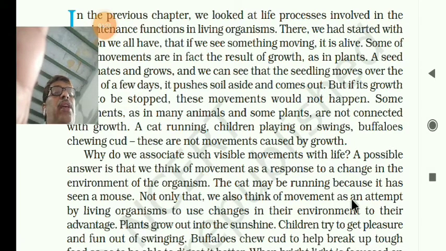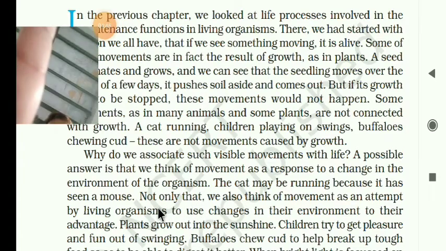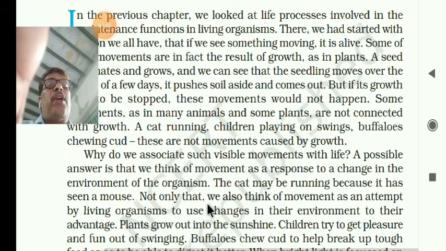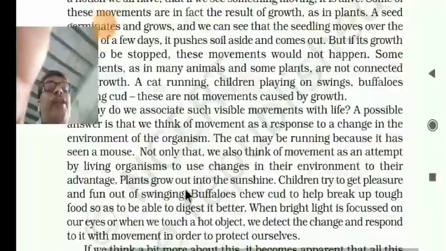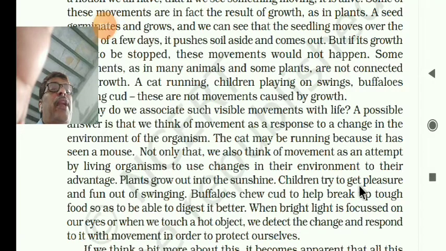Not only that, we also think the movement is an attempt by the living organisms to use changes in their environment to their advantage. Living organisms show a response to environmental changes. For example, plants grow towards the sunshine. Children try to get pleasure and fun out of the swinging. Buffaloes chew the cud to help break the tough food so as to be digested better. These are all living beings responding to the environmental conditions.